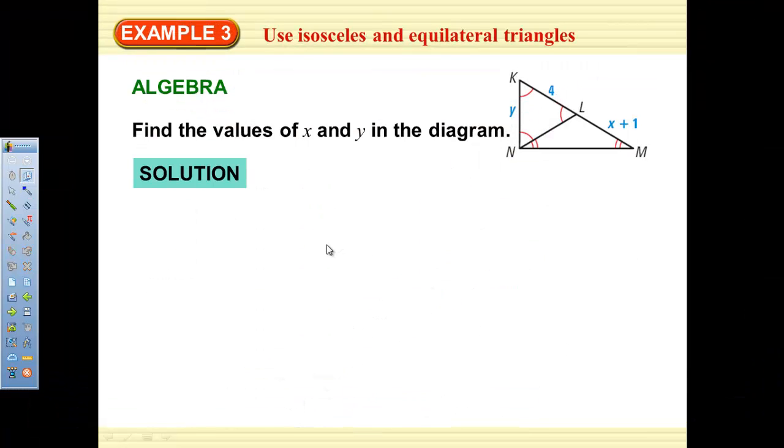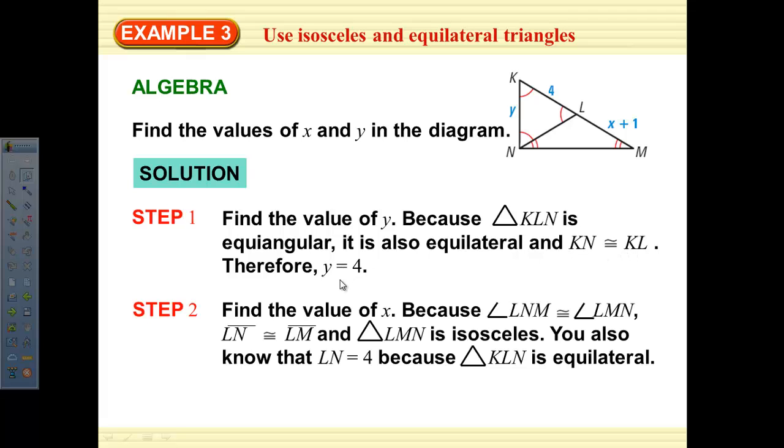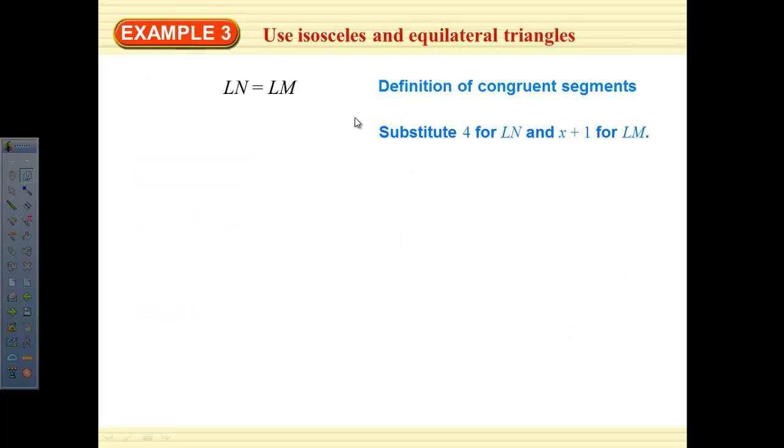Going through this again, we know that KLN is equiangular, so it's also equilateral, and KN and KL are congruent, so y equals 4. Now we can state that because LNM and LMN are congruent, LN and LM are congruent because it's isosceles. So since LN is equal to 4, we can state LN and LM are equal. We plug in our values, we substitute, and we get our answer: x equals 3.